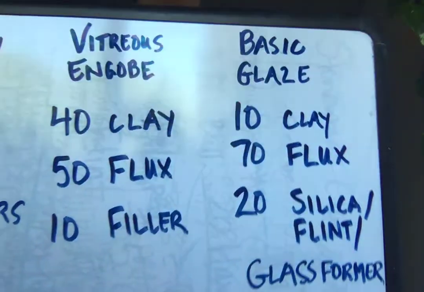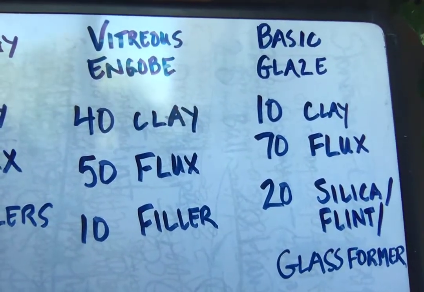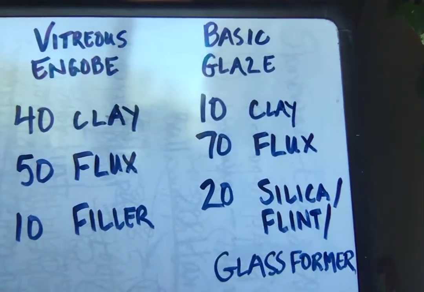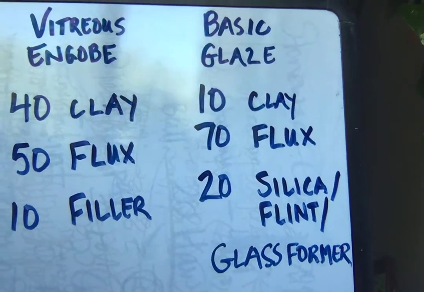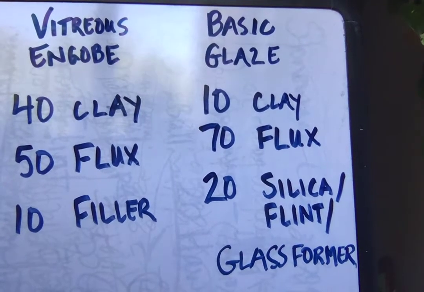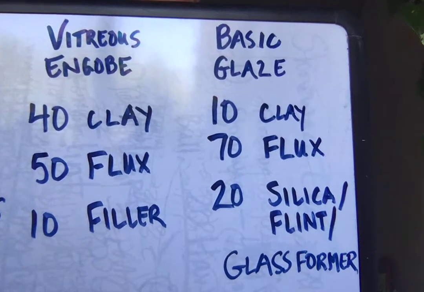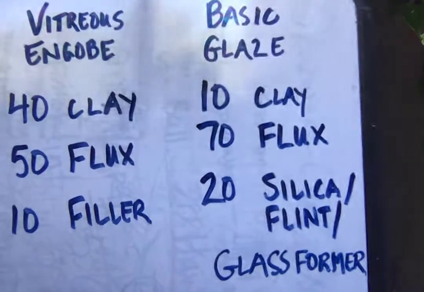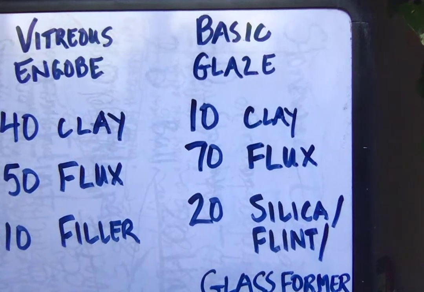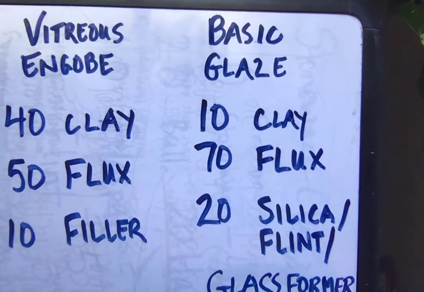So then the difference, and then a glaze over here is about 70% flux, maybe 20% glass former, silica, flint. We kind of use all those words interchangeably to mean the same thing. However, when you go to the glaze lab, the ingredient that you want to be choosing is the one called flint. And it's basically ground down silica or sand to be a very fine white powder. So anyway, we have 70% flux, around 20% flint, and about 10% clay.